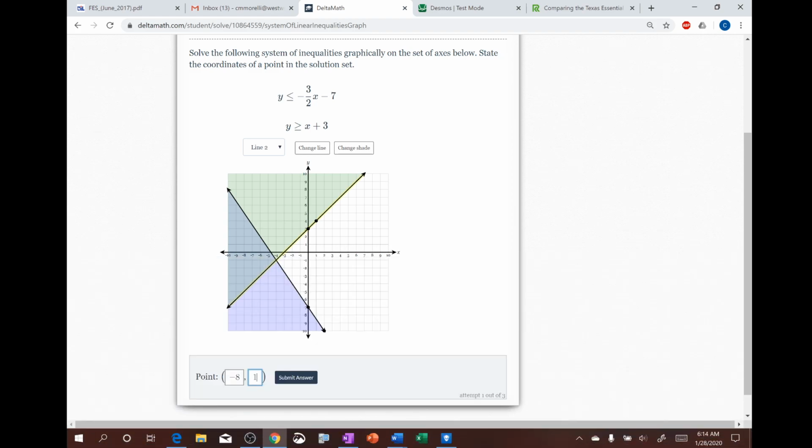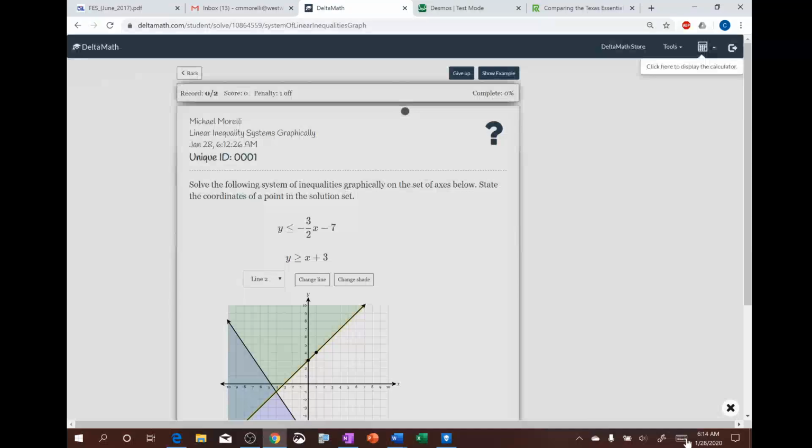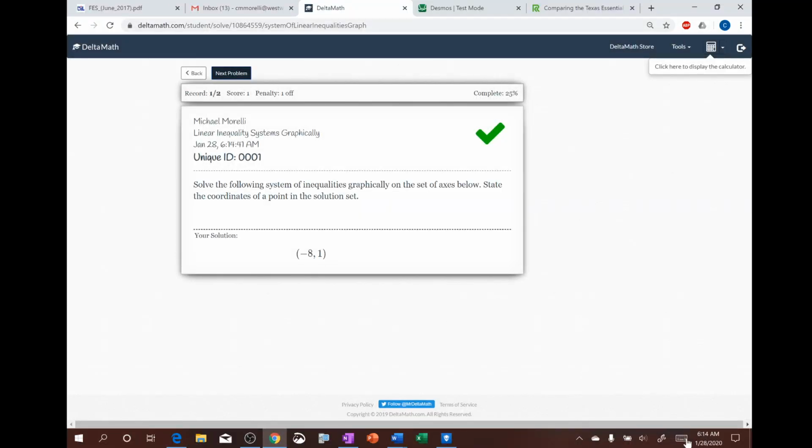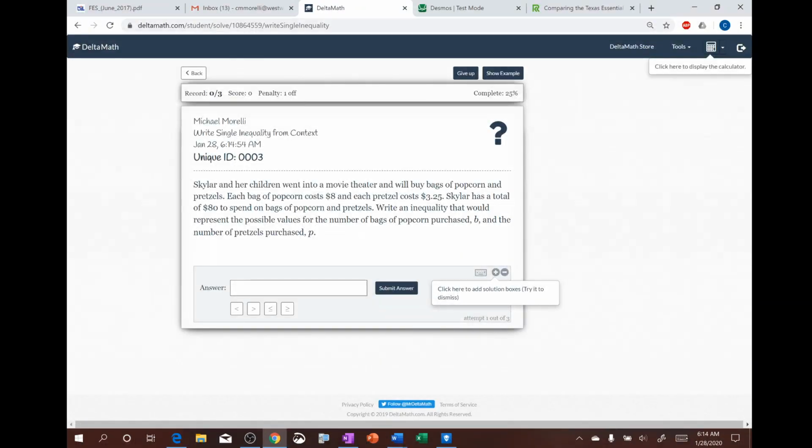Okay, so we agree that -8, 1 coordinate is right there. So we'll submit that answer. And we got it right. Okay, so that's how you do linear systems. Let's move on to the second part. Write single inequality from context.